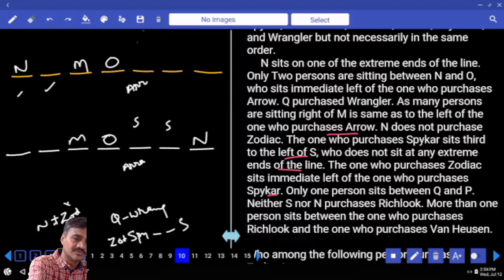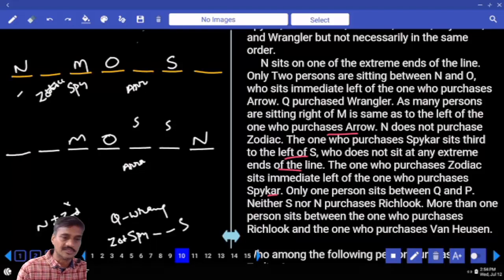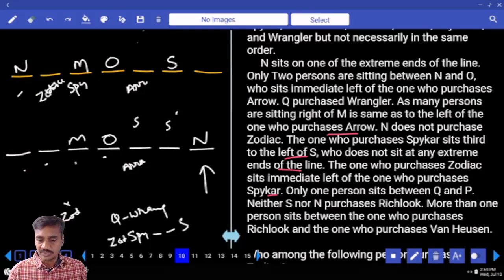S must be taken from the right-hand side. Now if S is here, the person who likes Spiker is M and Zodiac is immediately next to this. Coming back to the other case, if you take S at this place, then this person must be Spiker and this is Zodiac. So in the second case we have two possibilities for Spiker and Zodiac, and in the first one we have only one. We need to stick to the first one now.